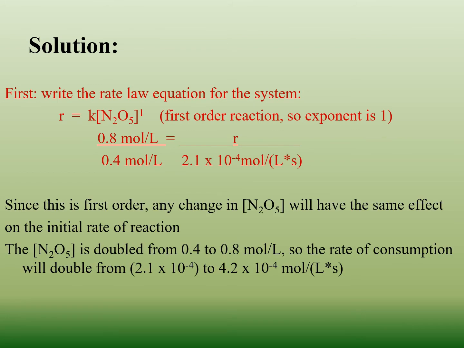Since this is first order, any change in the concentration of N2O5 will have the same effect on the initial rate of reaction. The concentration of N2O5 is doubled from 0.4 to 0.8 moles per liter, so the rate of consumption will double from 2.1 times 10 to the minus 4 to 4.2 times 10 to the minus 4 moles per liter second. This then is our solution.